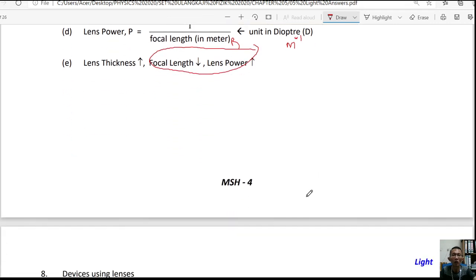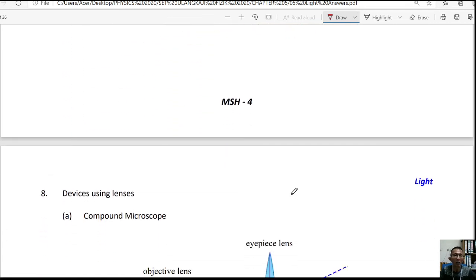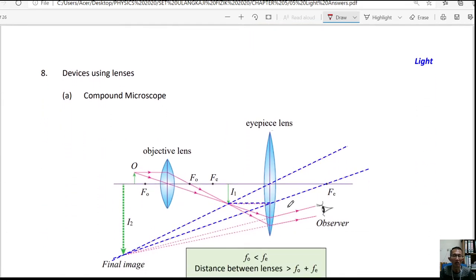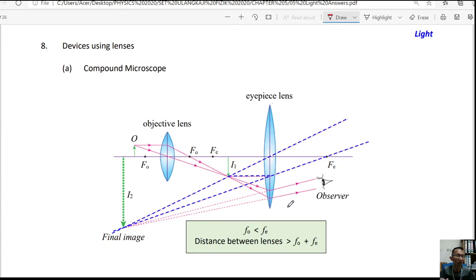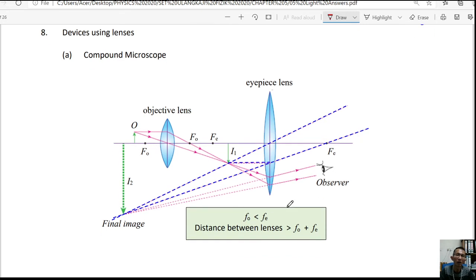Okay, so we go to the next part, devices using lenses. So we have a few devices. First we look at the compound microscope. For the microscope, we are using two convex lenses. The lens which is closer to the object is called the objective lens, and the eyepiece is the one closer to our eye.